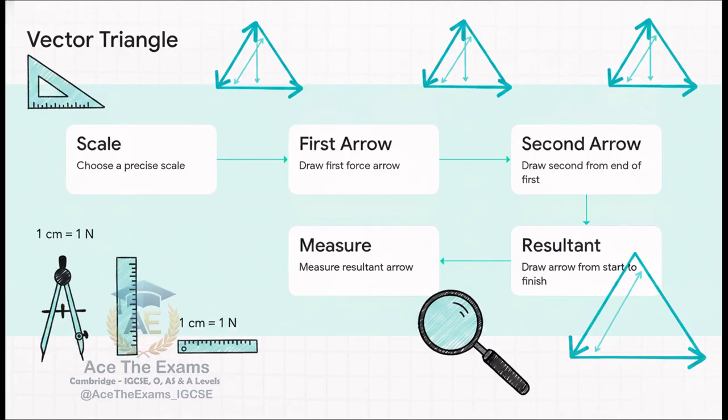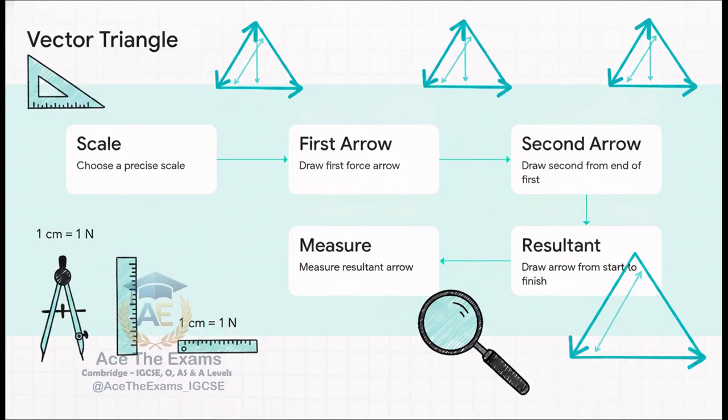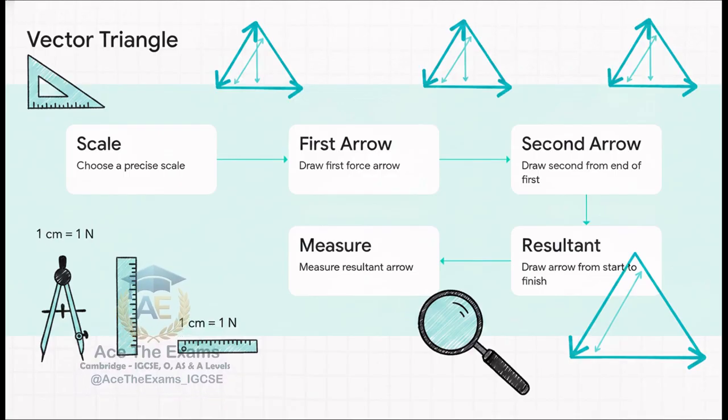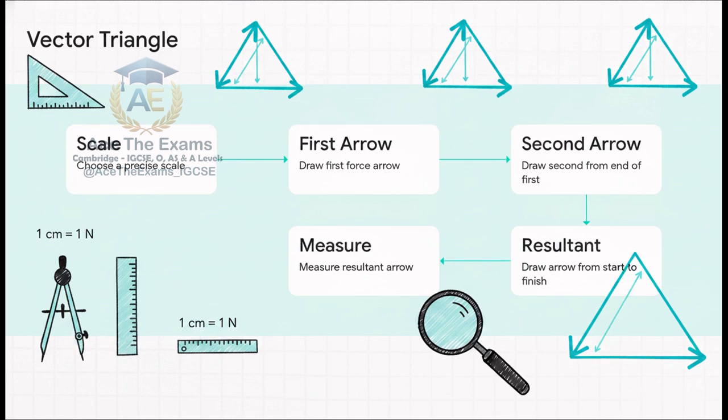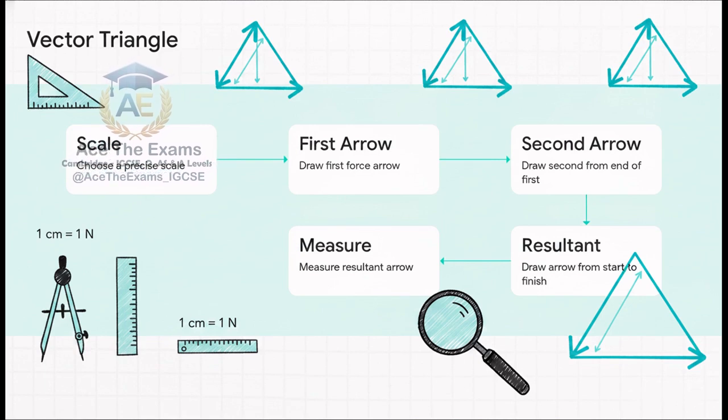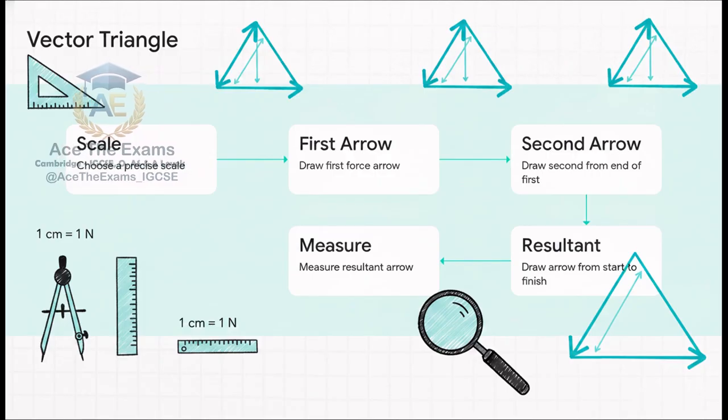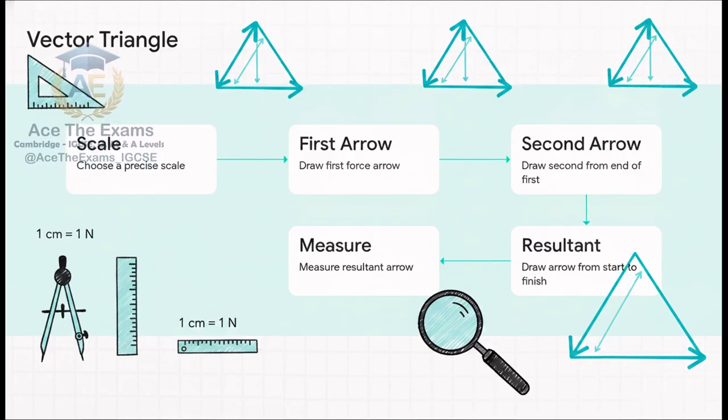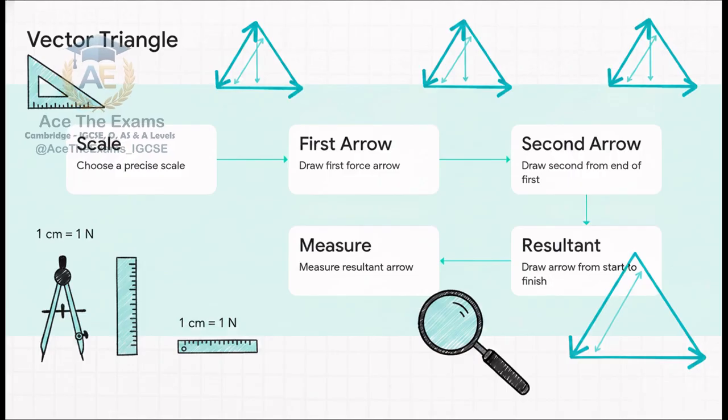First, choose a very precise scale, like 1.0 centimeter on your ruler equals 1.0 Newton. Second, draw your first force arrow perfectly to scale, indicating its direction. Third, starting exactly from the tip, or the pointy end, of the first arrow, draw the second force arrow. Fourth, complete the vector triangle by drawing the resultant arrow from the very start of your first arrow straight to the very tip of the second arrow. Finally, measure this new resultant arrow with your ruler and convert it back to newtons using your chosen scale.